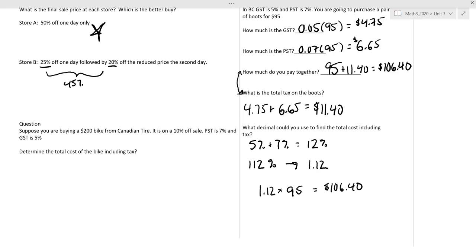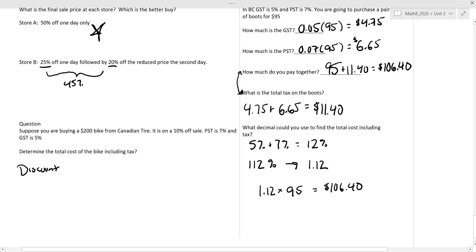You head down to Canadian Tire with your family, you see a bike for $200, and it's on 10% off on sale. How much do you pay for this bike, including taxes? Okay. So the taxes are on top of your purchase price. So we need to figure out what the purchase price is. All right, so let's find out what the discount is.